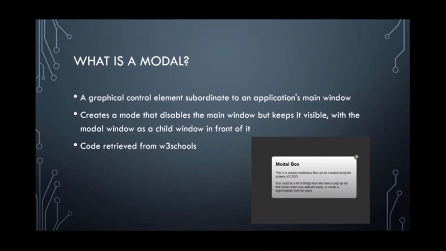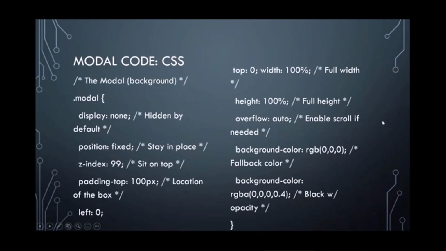So this code I'm about to show you is also retrieved from W3 Schools. I do have it on GitHub, but if you want the raw version that I use, I got it from W3 Schools that I talked about in the beginning. Super helpful resource. So first, the design of the modal code, which is the CSS, what makes it actually look like a child window that appears in your main window.